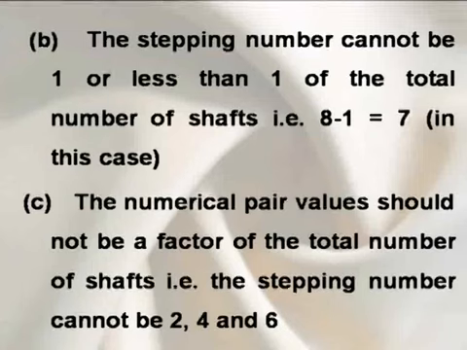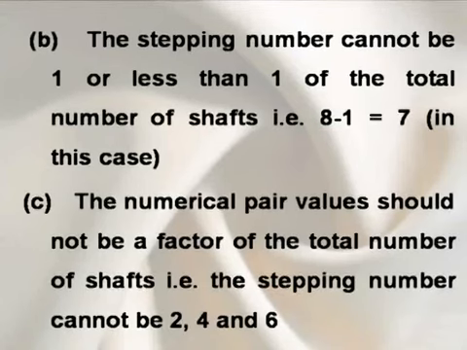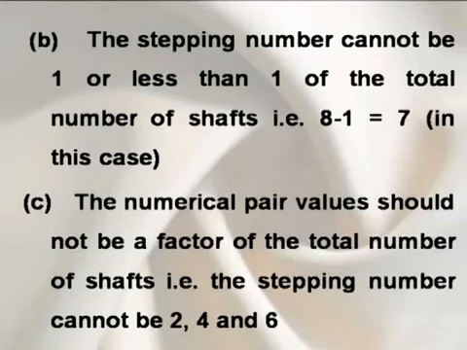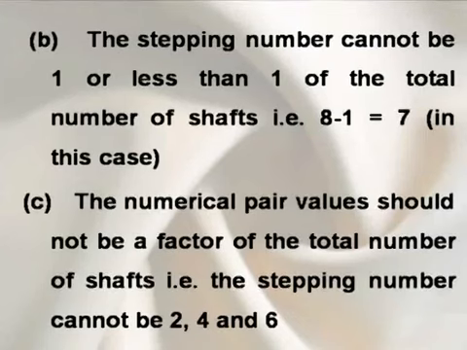B. The stepping number cannot be 1 or 1 less than the total number of shafts. For example, 8 minus 1 is equal to 7 in this case. C. The numerical pair values should not be a factor of the total number of shafts. For example, the stepping number cannot be 2, 4 and 6.